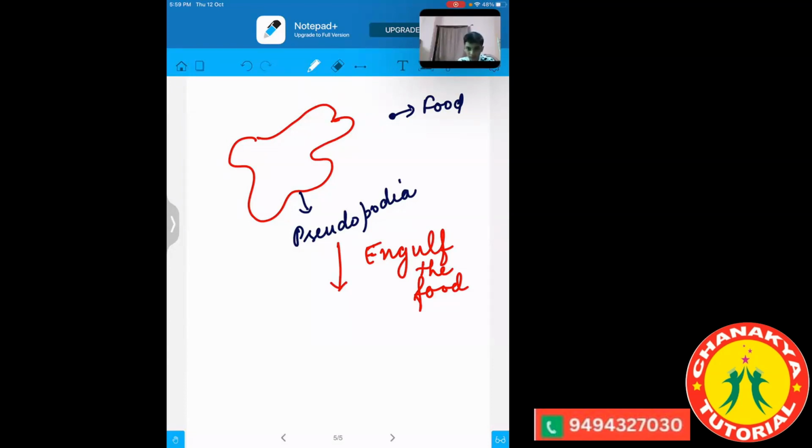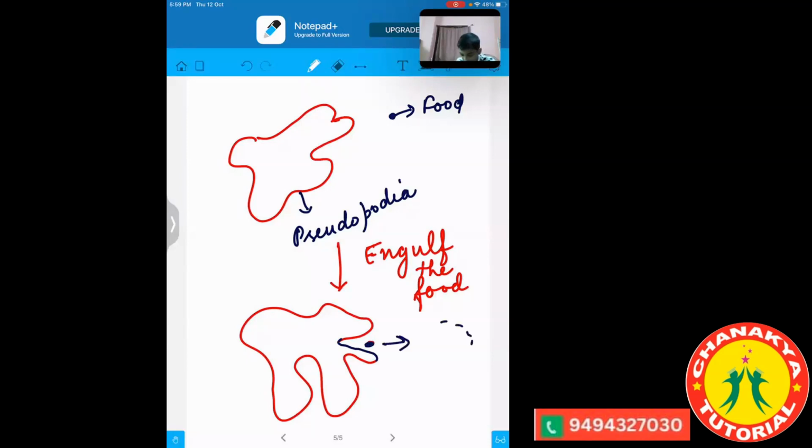So as soon as they find the food, what do they do? They will start moving and they will capture the food from all the sides. So that is how they will be holding the food. They will go close to it and then how will they be capturing it now? They will be engulfing it like this. Fine. They will be engulfing.